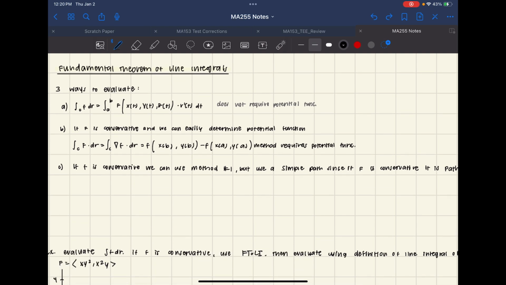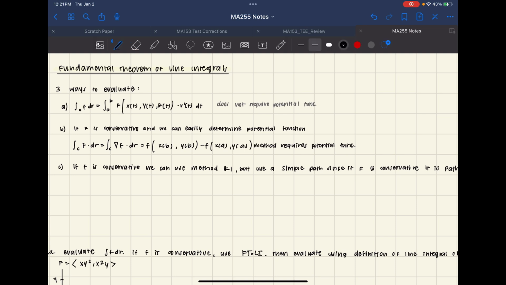And for the second way, you do have a potential function that you use. If the vector field is conservative, you can find a potential function f such that f is equal to the gradient. And that is what the fundamental theorem for line integrals reduces the problem to.